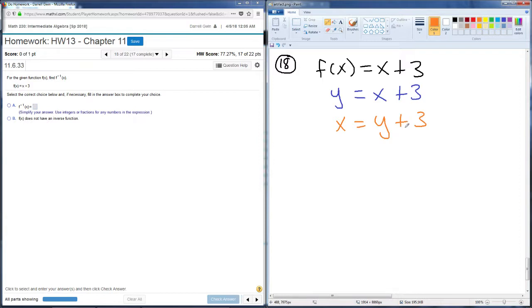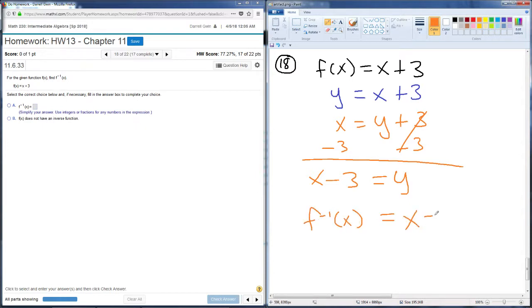Step 1, change f of x to y. Step 2, interchange x's and y's. Step 3, solve for y. So minus 3, y equals x minus 3. Step 4, replace y with the inverse function symbol. I also changed the order, so there we go.